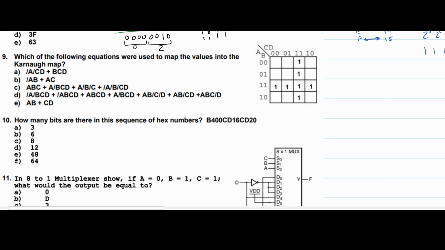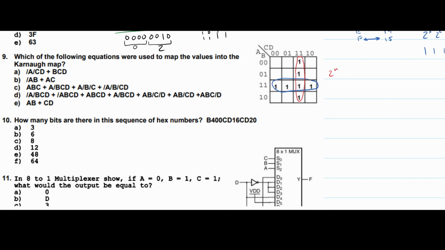In question 9, we're asked which of the following equations were used to map the values into our Carnot map. So looking at our Carnot map, let's see this. We know we use 2 to the n power, so we can use 4 things at once. We have these 4 right here, and then we have these 4 right here that we're going to look at.